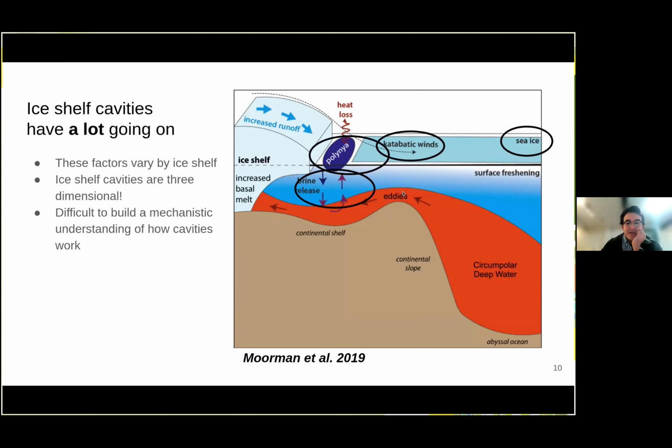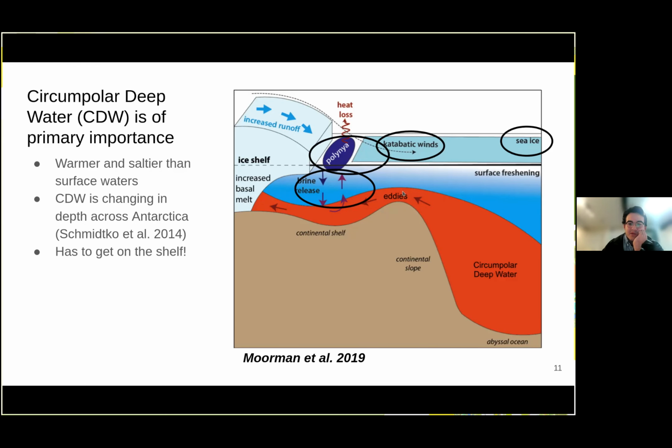But one factor we know is really important is circumpolar deep water, which is this water mass that lies offshore, and it's warmer but saltier than surface waters. So it lies beneath surface waters in the Antarctic. And across Antarctica, it has different depths off the continental shelf. But we know that when it's able to get on the shelf and reach the ice, it can trigger really large amounts of melt.